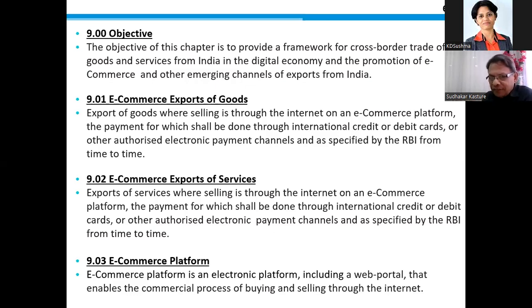E-commerce export of goods: selling through the internet or an e-commerce platform, payment for which shall be done through international credit or debit cards or other authorized electronic payment channels, as specified by the RBI from time to time. So any revision that is required in RBI laws and rules will be carried out. Para 9.02E, e-commerce export of services. Again, service payment can also be done through international credit or debit cards.